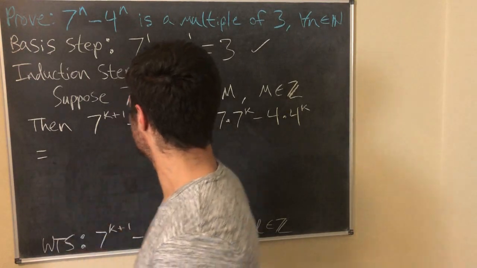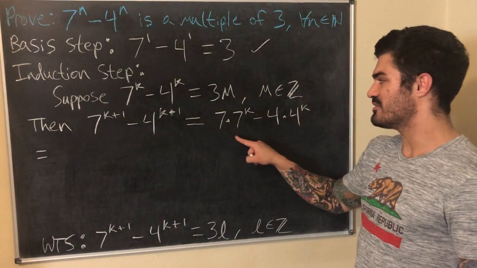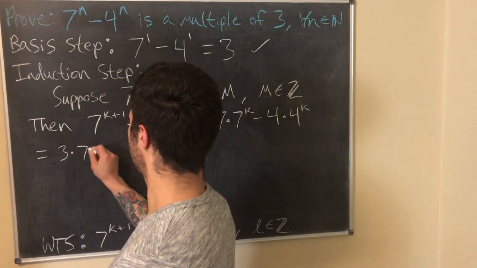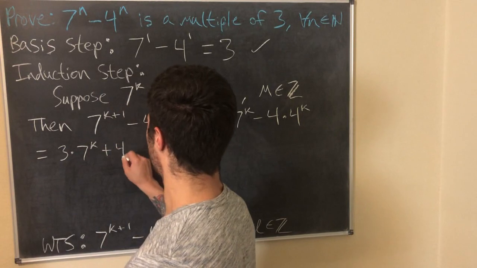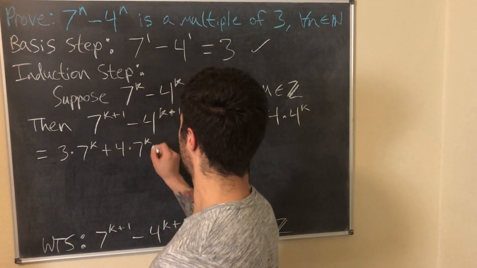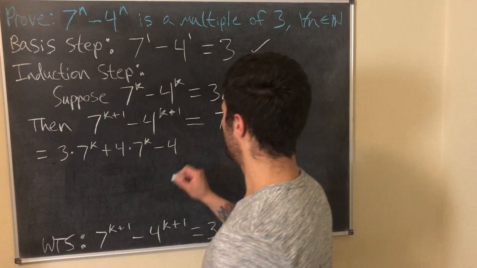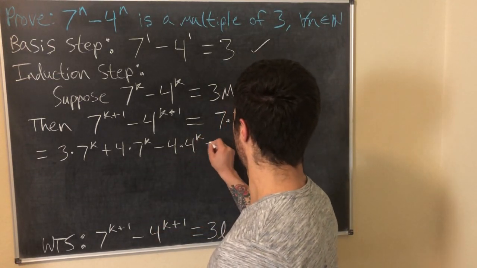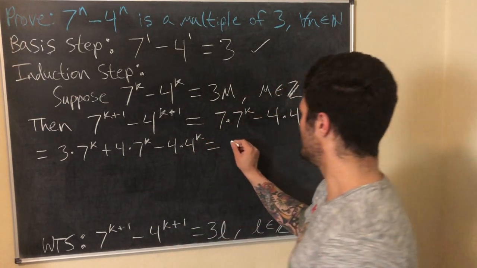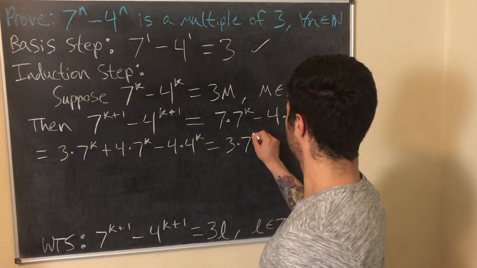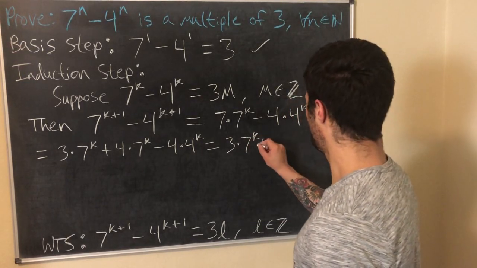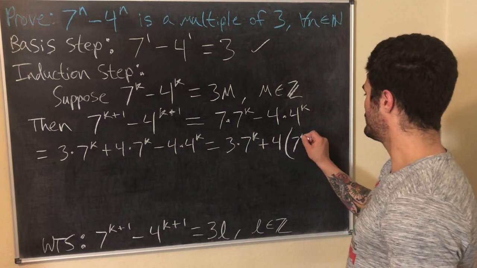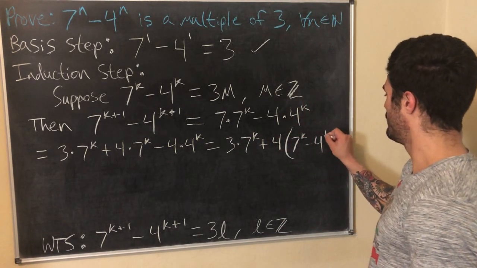Let's see if I can separate this and maybe write 7 times 7 to the k as 3 times 7 to the k plus 4 times 7 to the k. Because what that's going to do is make these coefficients the same so I can factor out a 4. Because now what this is going to be equal to is 3 times 7 to the k plus 4 times 7 to the k minus 4 to the k.